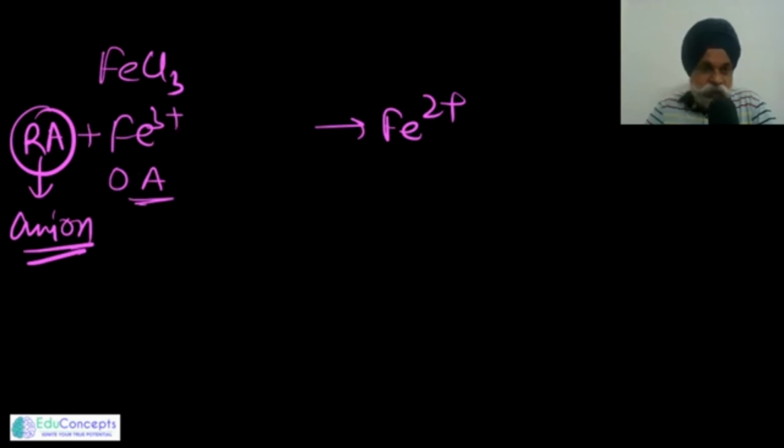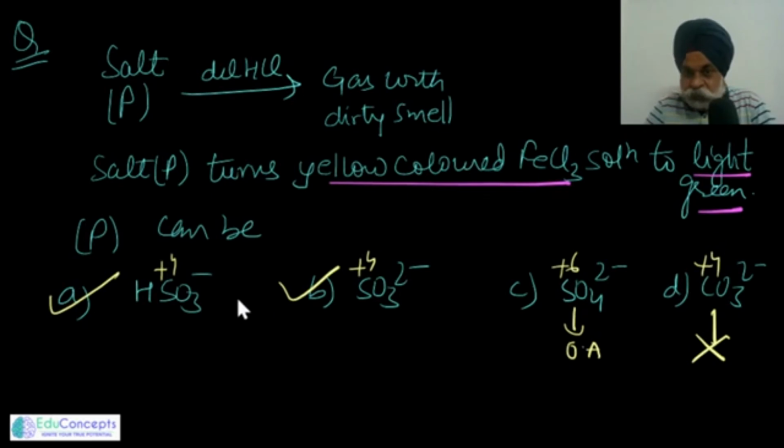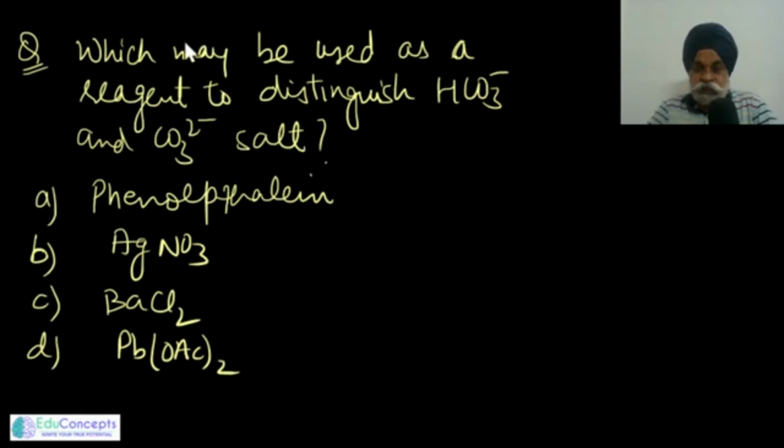So let us see what options they have given. Salt P turns ferric chloride solution to light green. So what option do we get here? Because it is in +4, this is also in +4, it can go both ways, reducing and oxidizing. This one is in +6, so this would not be the answer, because it can only undergo reduction. This is an oxidizing anion, and this is in +4, so this would not do any sort of redox. So the answer to this question would be either A or B, because both of these would produce a dirty smell on dilute HCl. Okay, moving on to the next question.